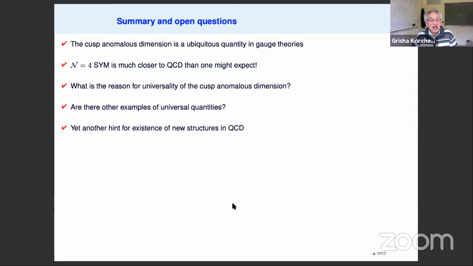And last but not least, the cusp anomalous dimension is only one of the quantities which we could consider in both theories. What about other quantities? Are there some other, what we call universal quantities, which look the same in two theories? And recently there was some progress on this, especially in the context of N=2 supersymmetric Yang-Mills theories. And finally, all this gives you a very strong hint that something goes on in QCD. So we're about to recover some new symmetries which are hidden in QCD once you go from classical to quantum level. And what I described during my talk is yet another hint of this. Thank you very much for your attention.